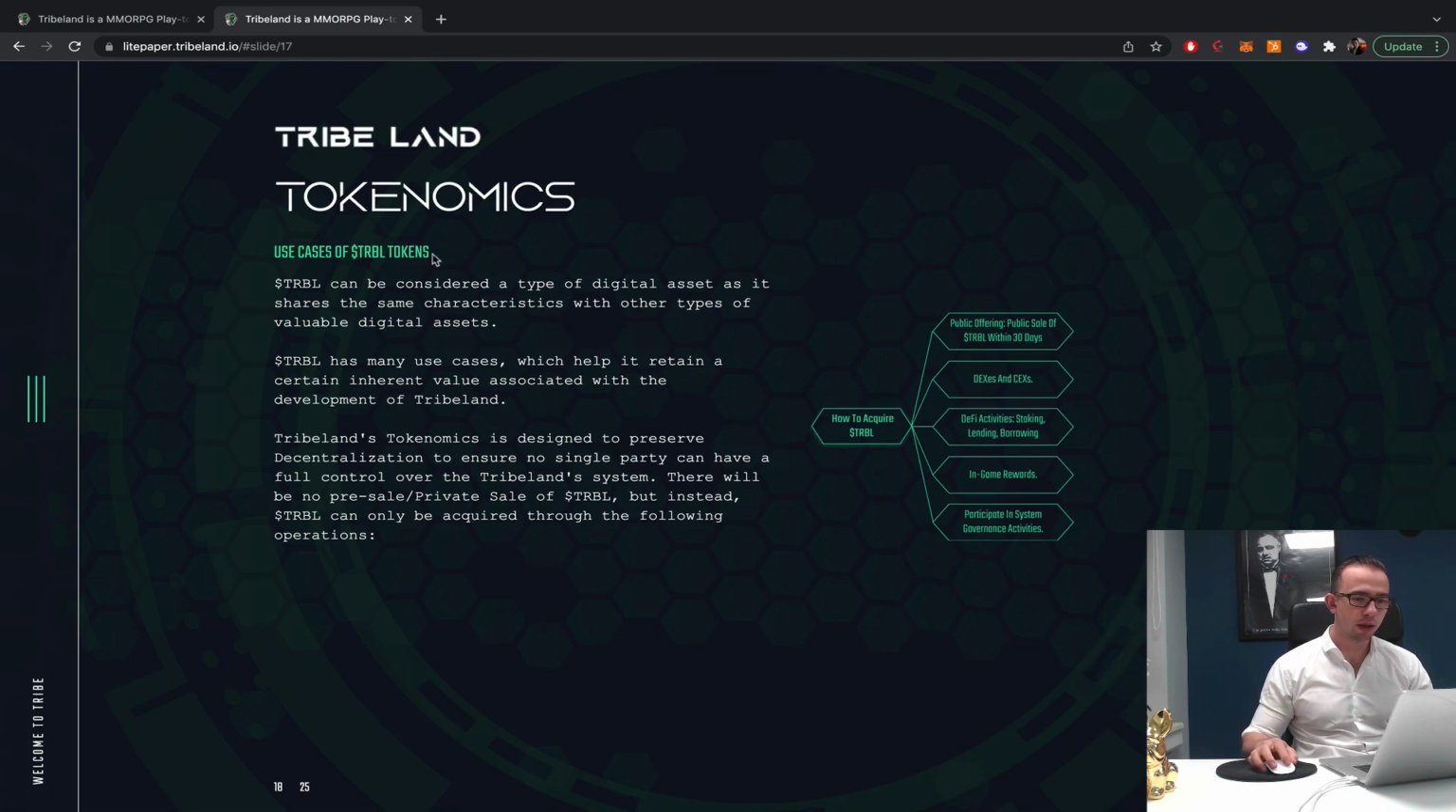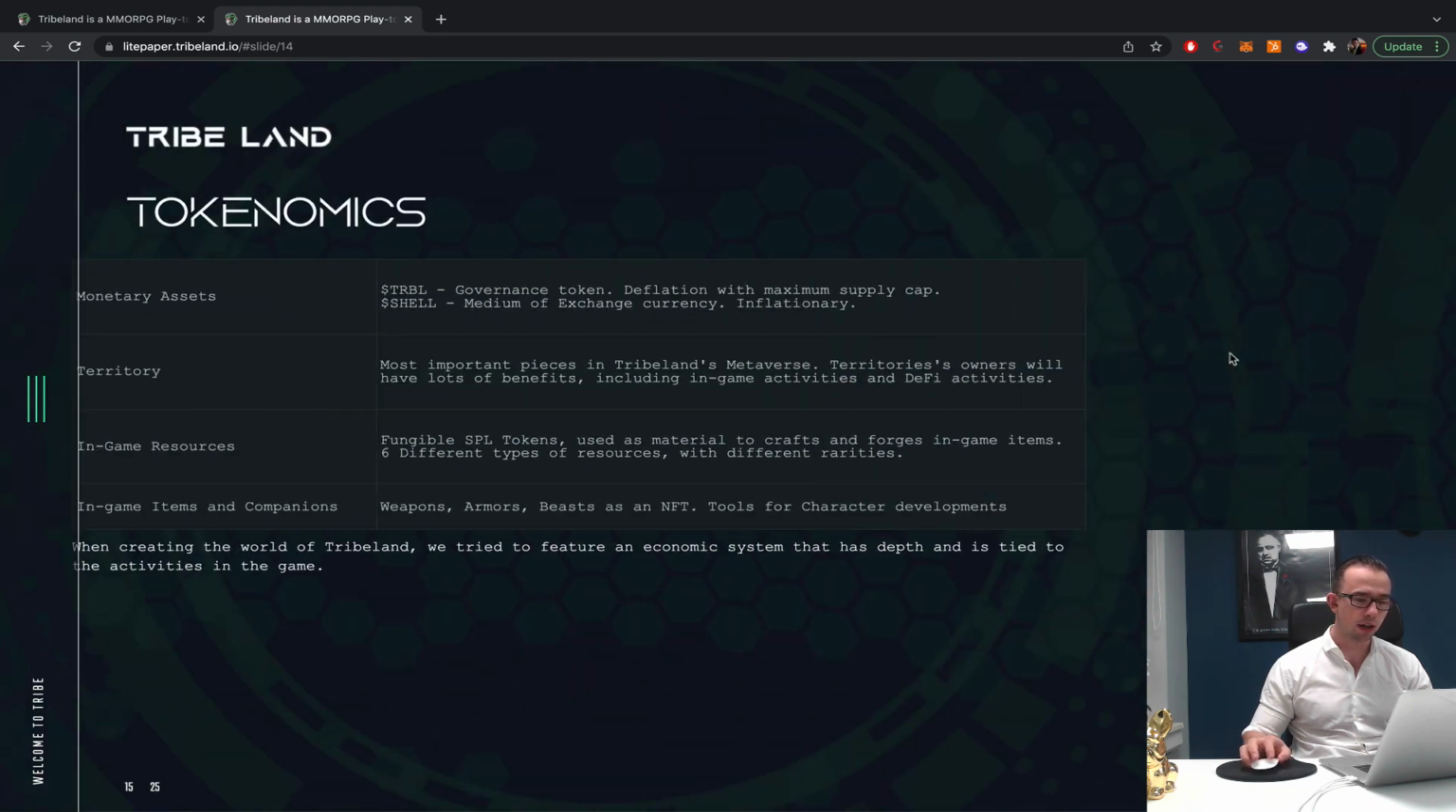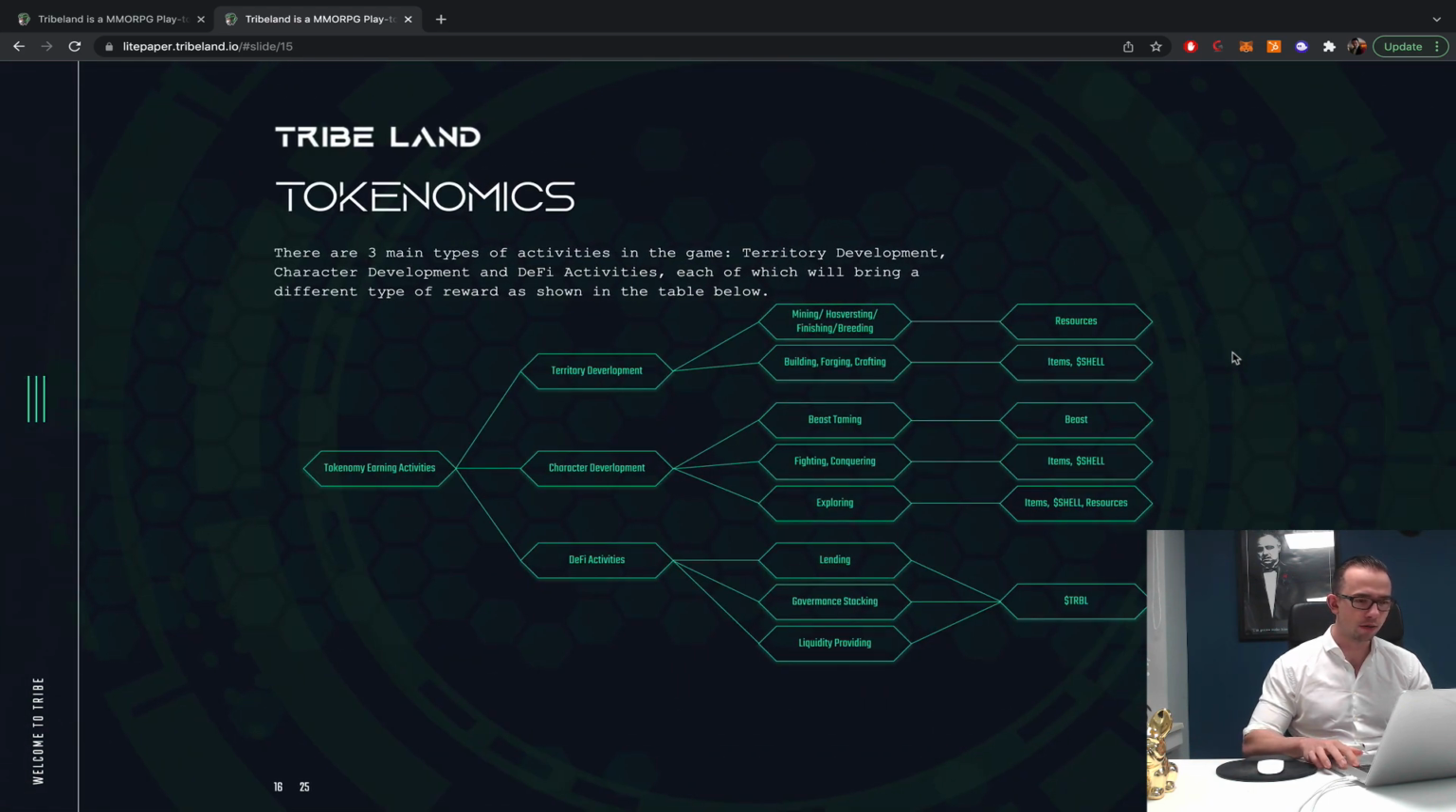Use cases of the Tribe token. All right, that's important. Oh, hang on, it's going back again. Why is it always going back like four slides? What's happening?